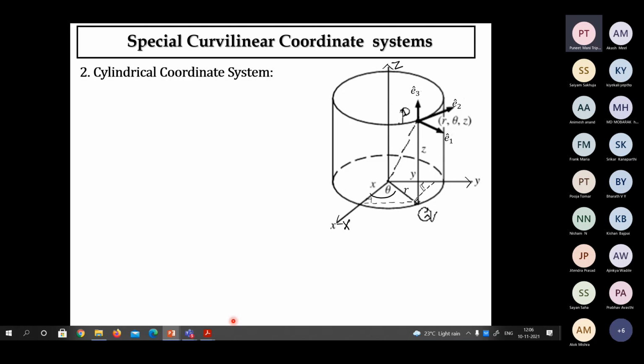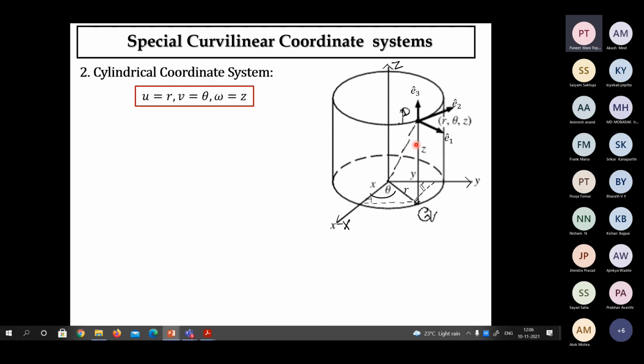So how is a point described in space? This is the point, point P. To describe this, we took three length dimensions in the rectangular system, but you can involve angle also. By involving angle, you get two special systems: the cylindrical coordinate system and the spherical coordinate system.